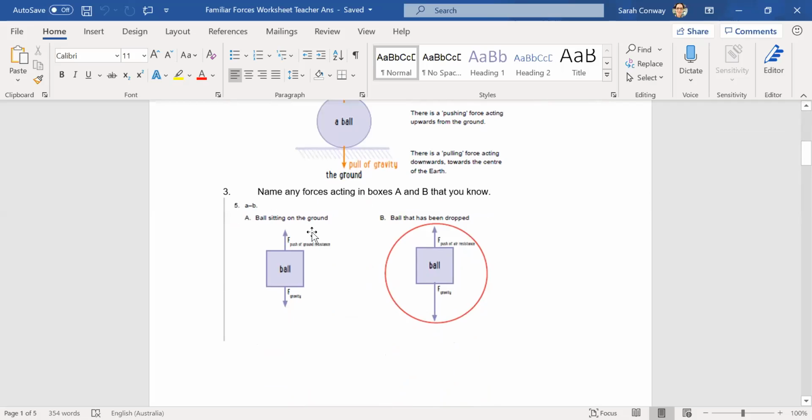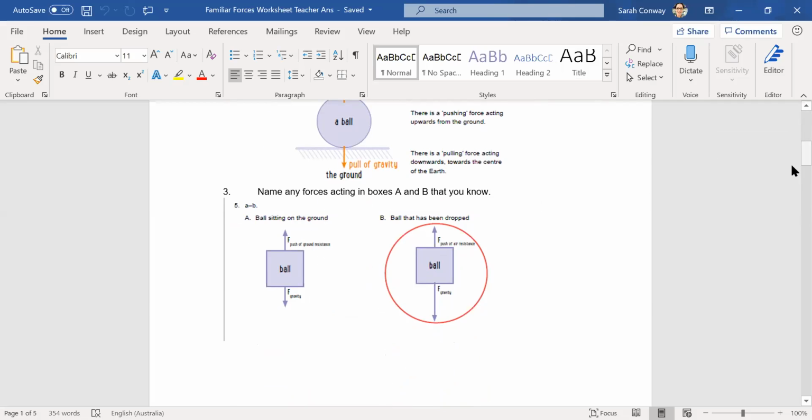So the forces are the pull of gravity onto the ground and also the push of the resistance from the floor. So that's the stationary ball. And then you've got the gravity pulling when it's dropped, and you've got the force of air resistance from when it's dropping through the air.